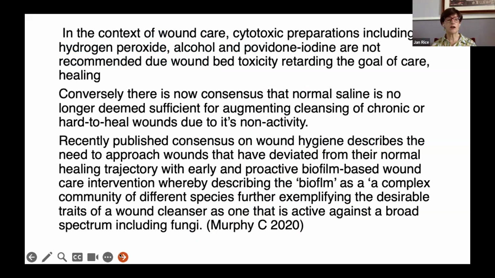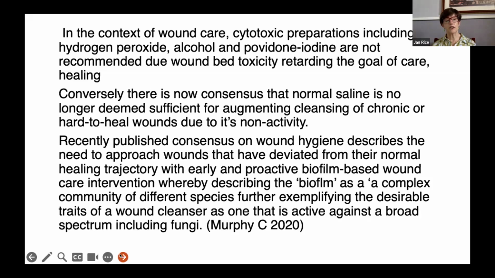In the context of the antiseptics that are out there, this is from some of the reading that I just recently did, looking at all the things that are available. In the past, such as hydrogen peroxide and alcohol and povidone iodine, etc., they were all worried about toxicity. Conversely, now there's a consensus that normal saline doesn't seem to be doing the job either. And so I said to you, really only if the wound is clean.